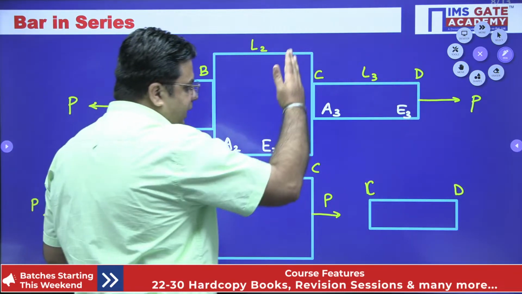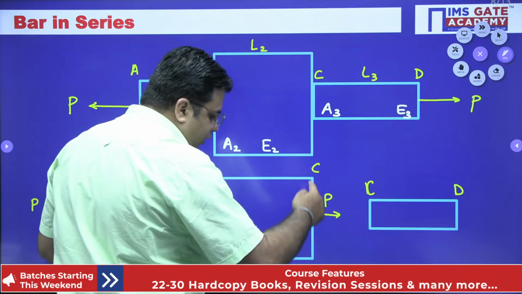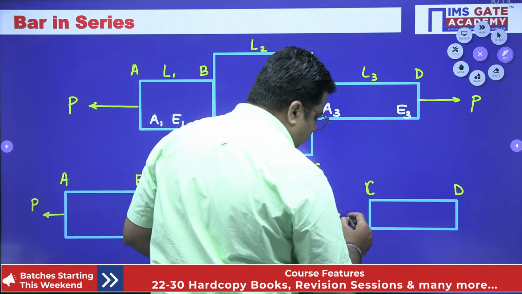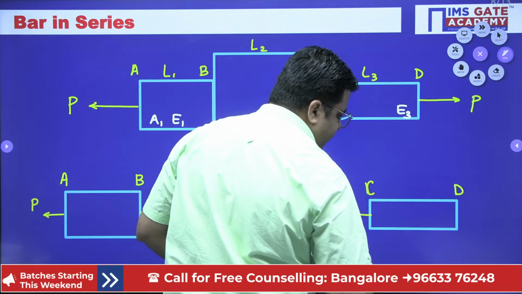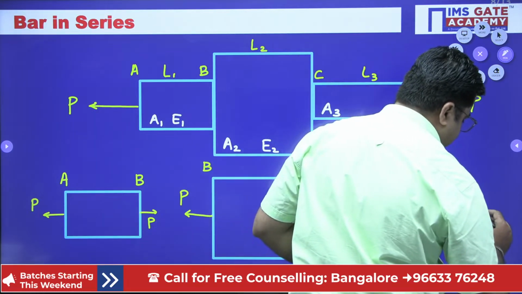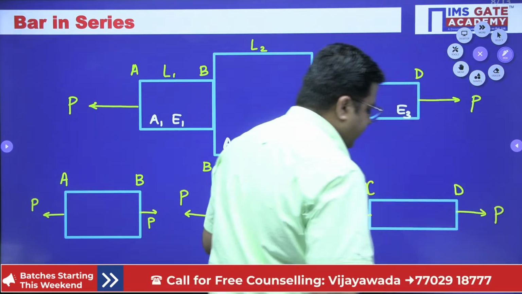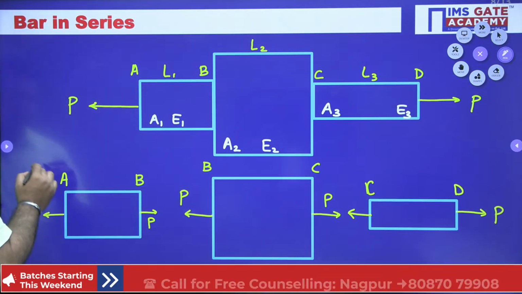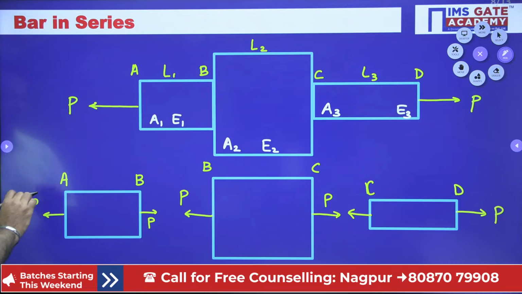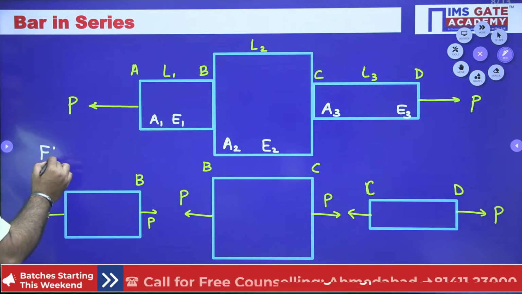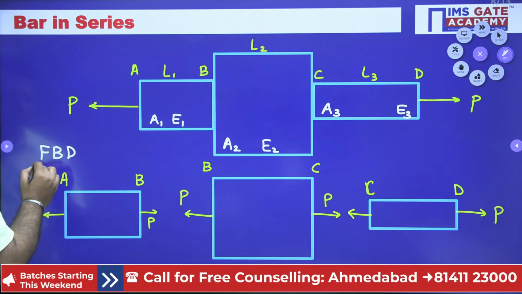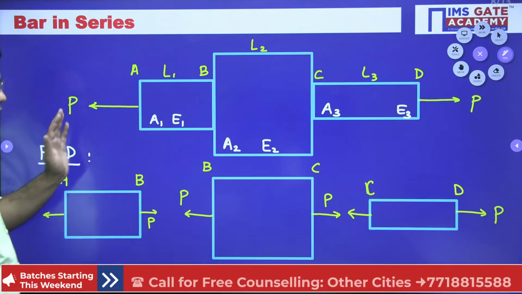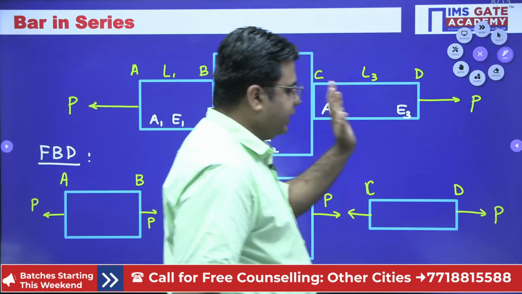The same thing will happen at the section of C, and you are going to see the same pull of P for this member CD, right? So this is the load condition, and these are the free body diagrams. These three are the FBD, that is, the free body diagram for all the members AB, BC and CD.